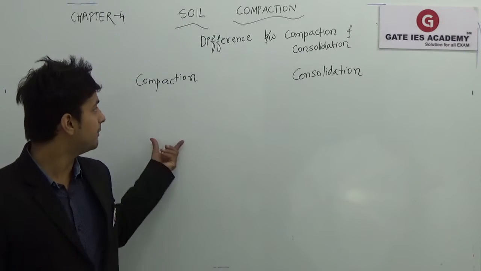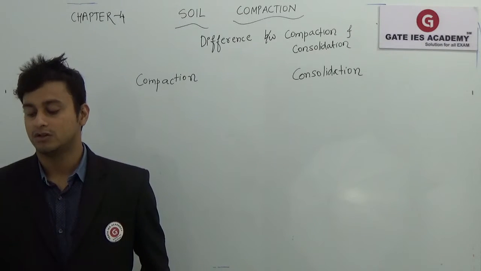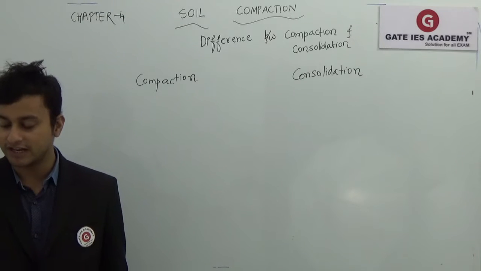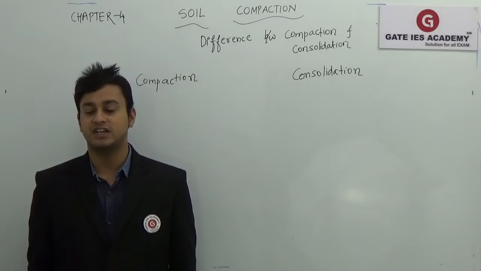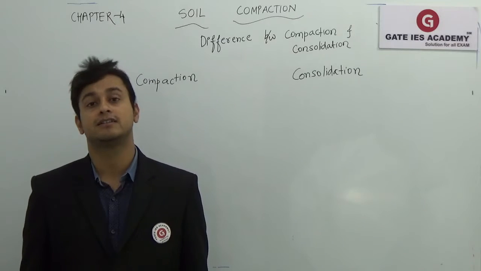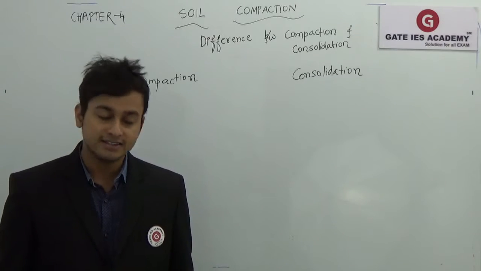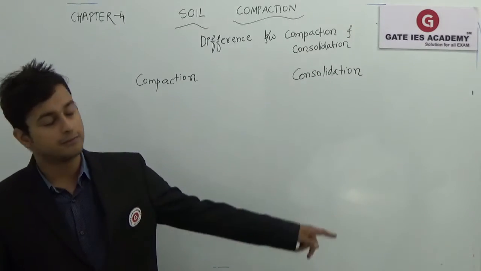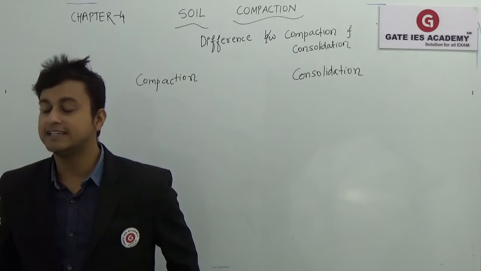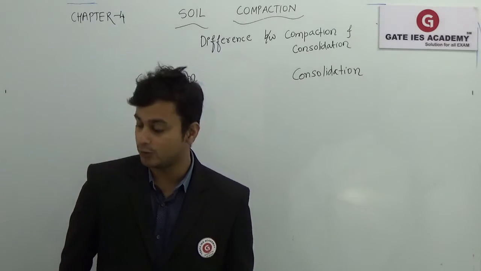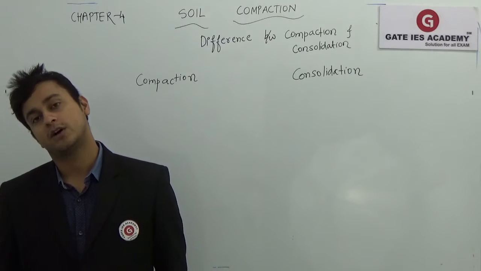Next, write down: in compaction, soil is generally unsaturated. In consolidation, write down soil is completely saturated. I have told you why it is so. Okay.